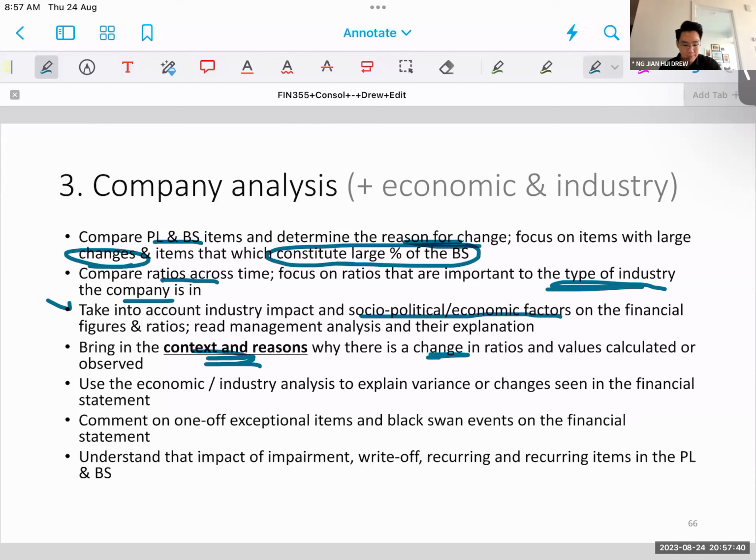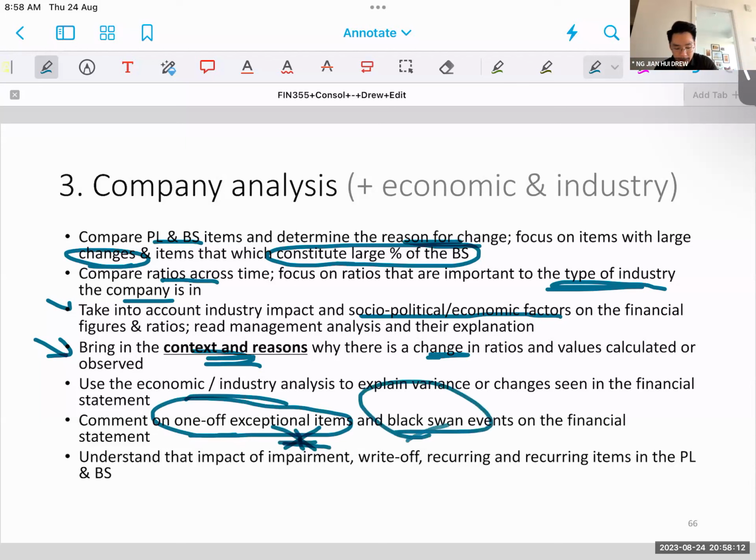So what does context and reason mean? It means that you need to bring in ideas like, oh, what is happening in the industry? Let's say in COVID, or let's say the oil price spike, things like that, right? You need to bring in the context of what's impacting the industry. Use economic analysis, so bring in economic context. Okay, this is important. Comment on one-off exceptional items. I put a big star, and black swan events.